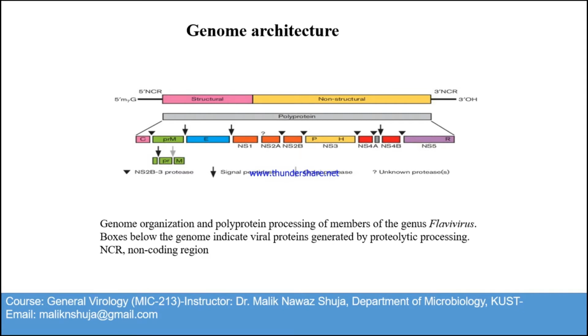So this is the genomic architecture, containing the structural and non-structural genes. The structural genes are 3 in number, encoding the core protein, envelope 1, and the membrane proteins in envelope 2. The non-structural proteins are divided into NS1 to NS5 and are responsible for different sorts of activities.